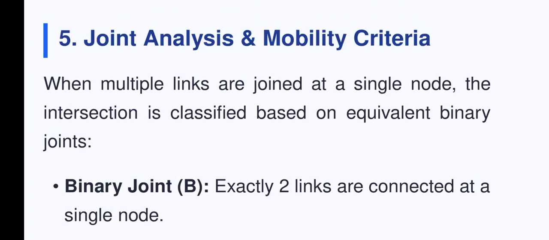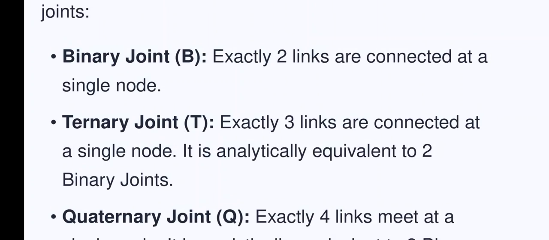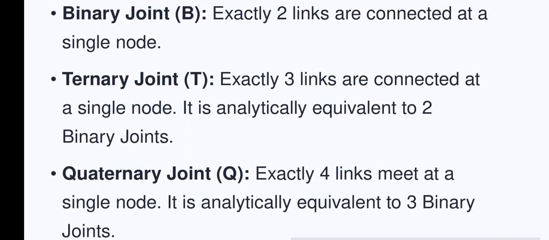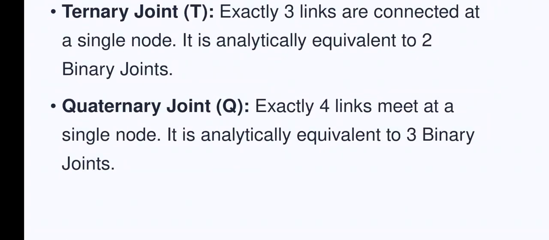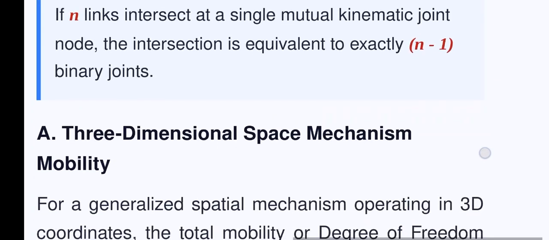When multiple links are joined at a single node, the intersection is classified based on equivalent binary joints. Binary joint: exactly two links are connected at a single node. Ternary joint: exactly three links are connected at a single node. It is analytically equivalent to two binary joints. Quaternary joint: exactly four links meet at a single node. It is typically analytically equivalent to three binary joints. General joint reduction rule: if n links intersect at a single mutual kinematic joint node, the intersection is equivalent to exactly n minus 1 binary joints.